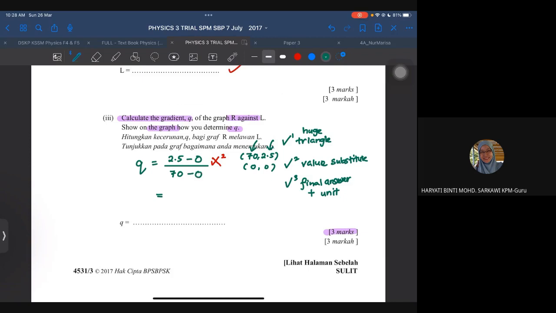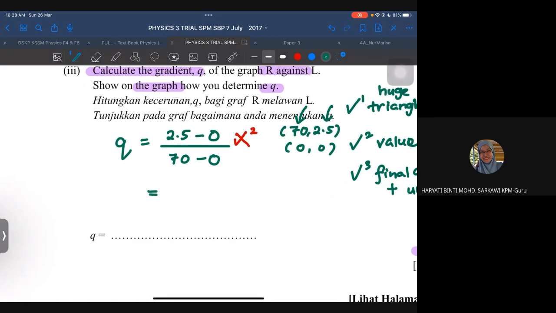You must have that. Okay, so jawapan berapa? Tekan kalkulator. 2.5 divided by 70. Okay, so your final answer, try to write in 2 to 4 decimal place or more lah. Okay, so here jawapan 0.03571 like that. Okay.